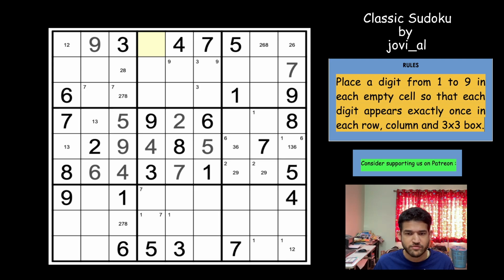Okay, I'm seeing column 5 now. 5 is not in these two cells, so 5 goes here. And now you get a hidden single here. So 2, 7, 8, 3, 4, 5 are eliminated. So 1, 6 and 9 are the remaining digits. You can't have 1 and 9. So this is a 6. And that gives 6 in here.